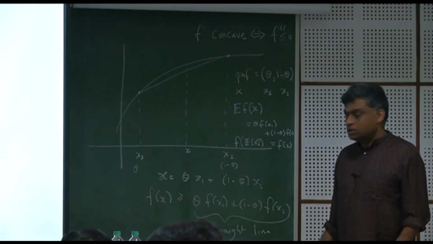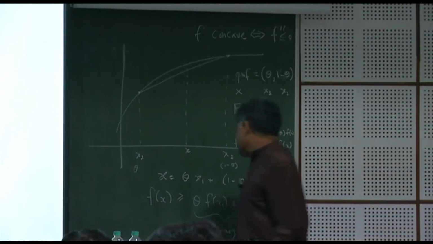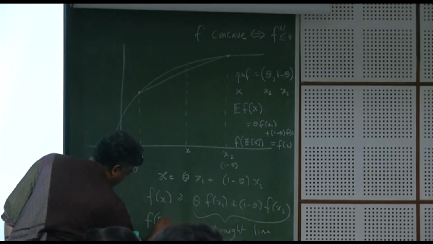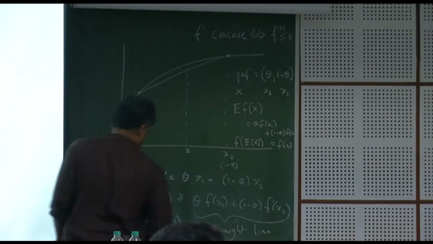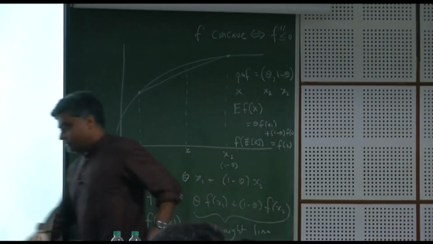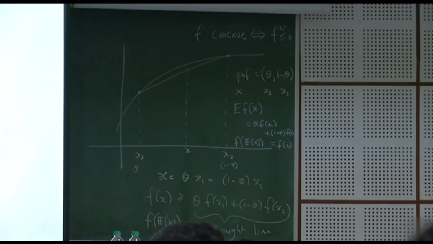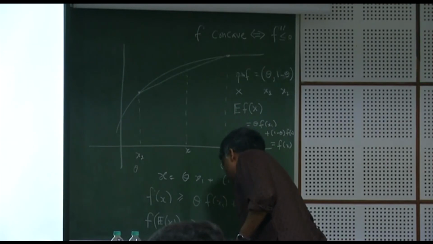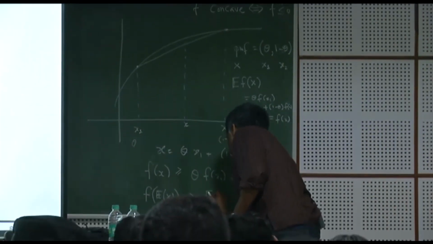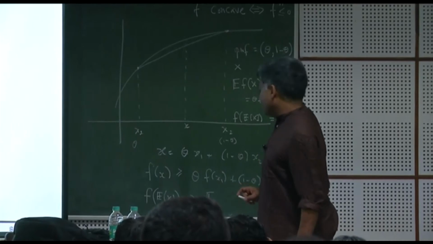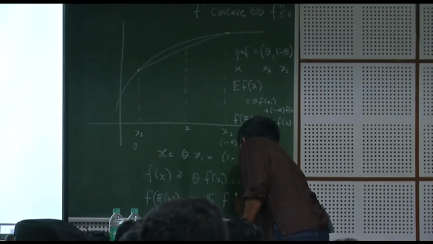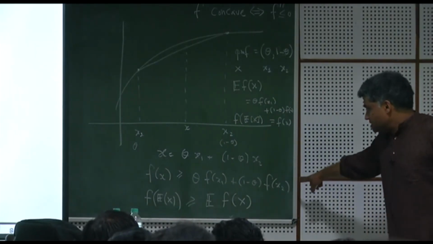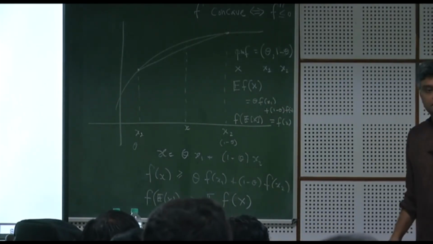Right? So if I now look at this idea, what does it say? It says that the function of the expected value of the random variable x, where is my eraser? It's over there somewhere. Is greater than or equal to the expected value of f of x. Exactly this statement, I can write it as that statement.